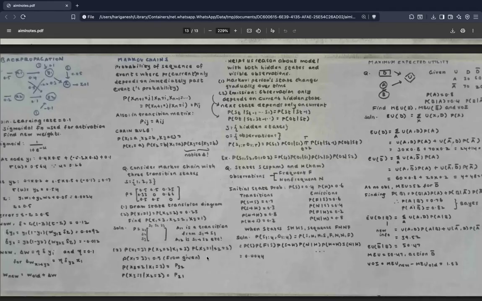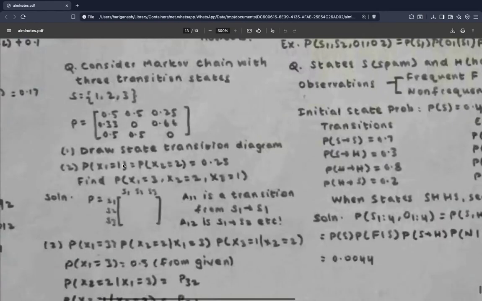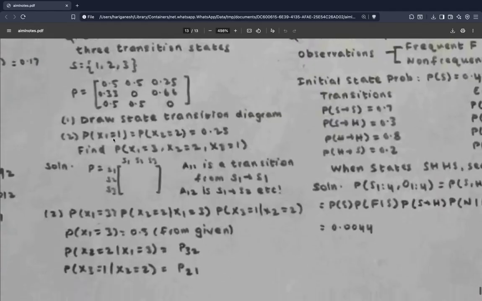So the probability here again is just normal probability, like probability of x1 given 3, probability of x2 given x1 equal to 3. Basically, you're asked to find a probability. You're given here that the probability of x1 being 1 is equal to the probability of x2 being 2, which is 0.25. Now they wanted to find the probability of x1 equals 3, and then x2 equals 2, x3 equals 1.